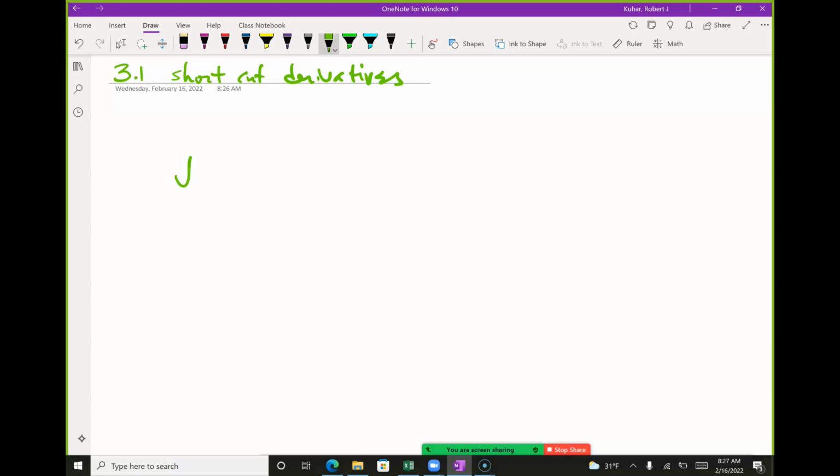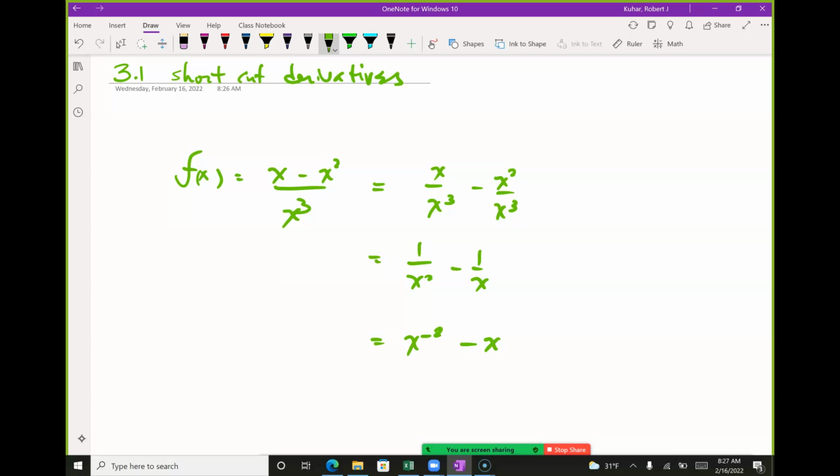So if I say to you that f of x is x minus x squared all over x cubed, on this one you divide and conquer. So x over x cubed minus x squared over x cubed, which gives me 1 over x squared minus 1 over x, which is x to the minus 2 minus x to the minus 1. So in everything in 3.1 I manipulate to become something clearly a power rule, and then I can take the derivative.